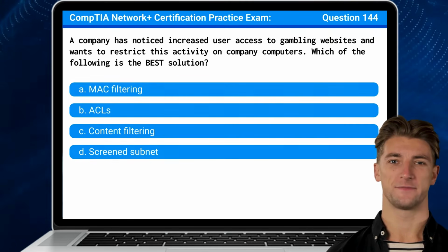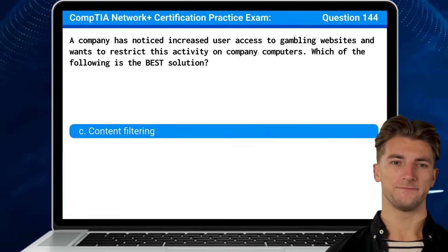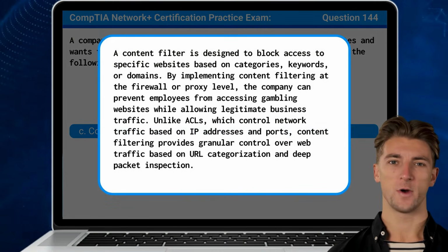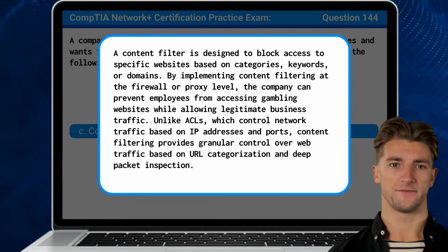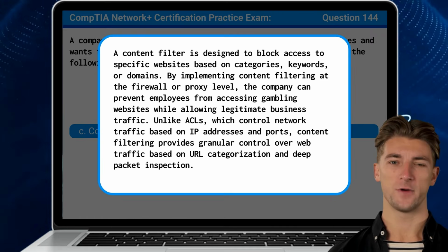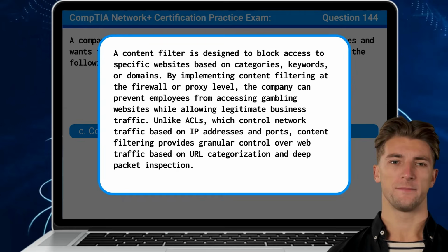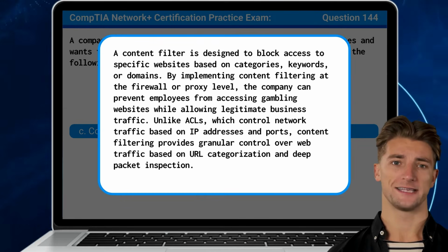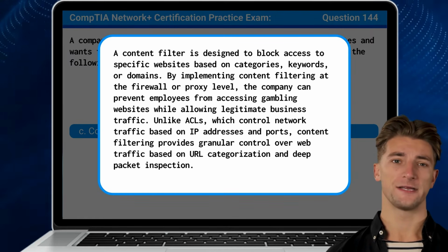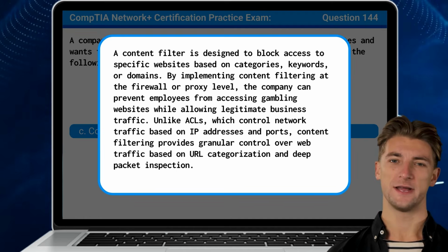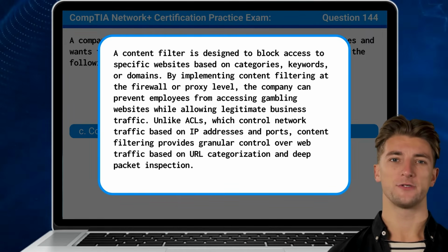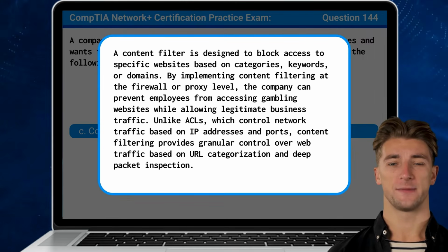The answer is C. Content filtering. A content filter is designed to block access to specific websites based on categories, keywords, or domains. By implementing content filtering at the firewall or proxy level, the company can prevent employees from accessing gambling websites while allowing legitimate business traffic. Unlike ACLs, which control network traffic based on IP addresses and ports, content filtering provides granular control over web traffic based on URL categorization and deep packet inspection.